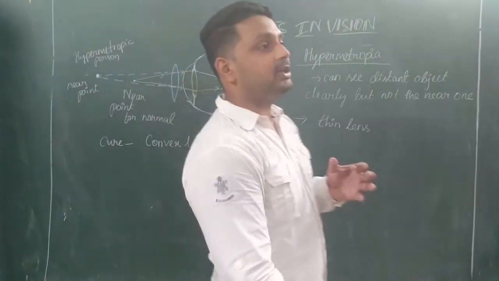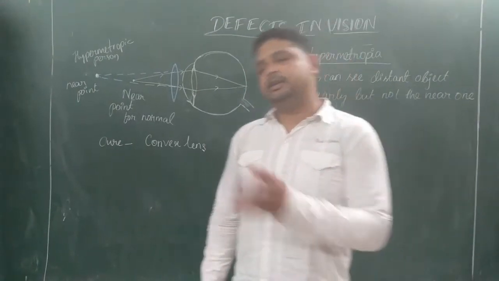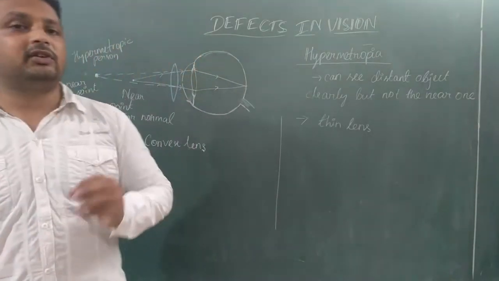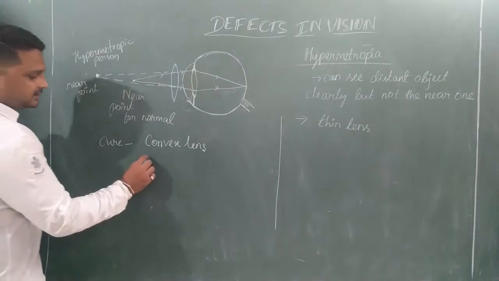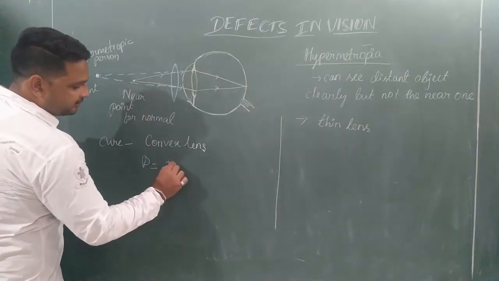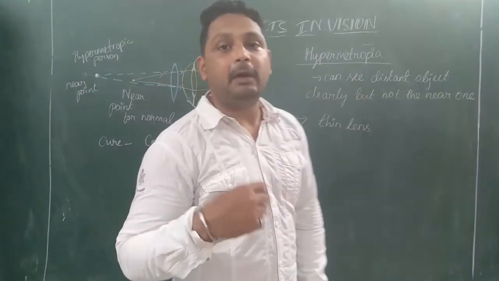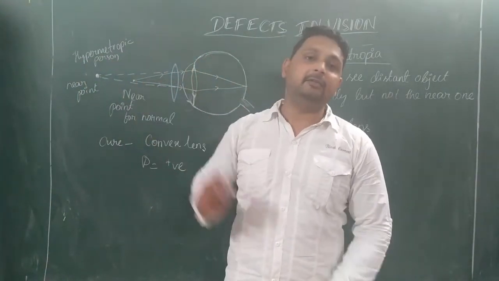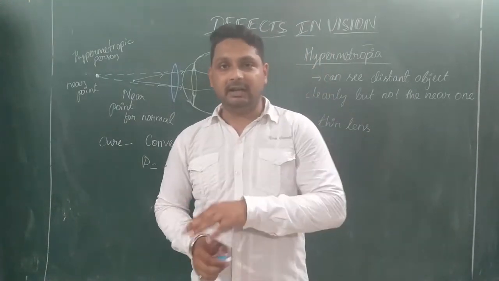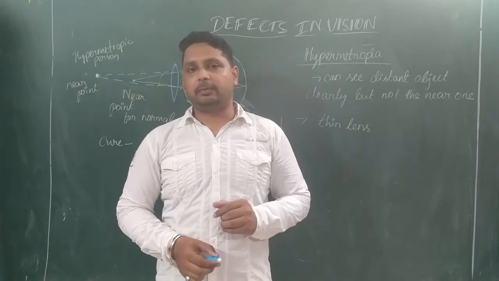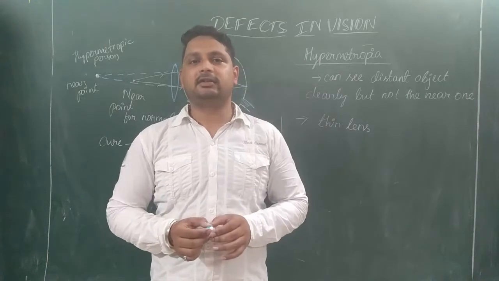Now, how to know whether a person is suffering from hypermetropia or myopia? Recall what you have studied in the light chapter, the power of a lens. For a convex lens, the power is always what? It is positive. So if a person is wearing specs having positive power, that means he is suffering from hypermetropia. And if a person is wearing specs having negative power, then he is suffering from myopia. So these are the major defects of vision and how they are cured.